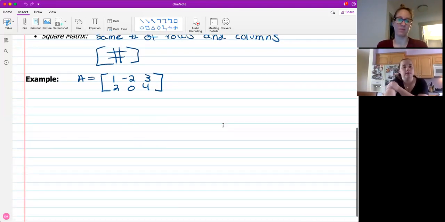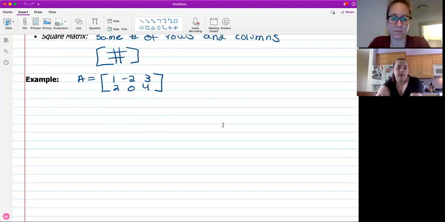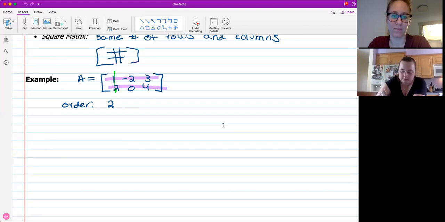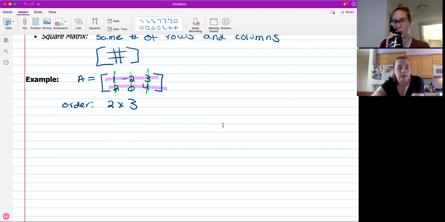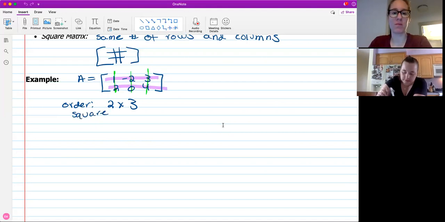Okay, so there's our matrix. We have matrix A. So let's figure out the order of our matrix. So we have 2 rows, like so. So again, rows come first, so 2. And then we have 1, 2, 3 columns, so 2 by 3. And then since it doesn't have the same number of rows and columns, it is not a square matrix.